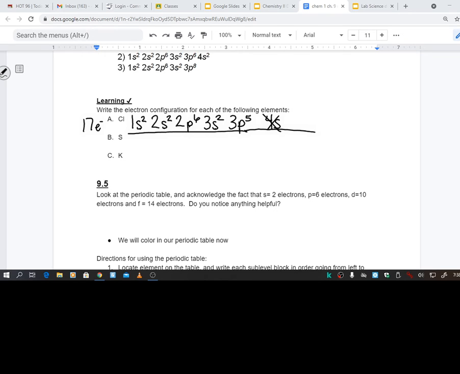All right, sulfur has 16 electrons, so it's going to be very similar to chlorine, right? It's just one less electron. So I'm just going to fill this out and give it one less electron, 3p4.